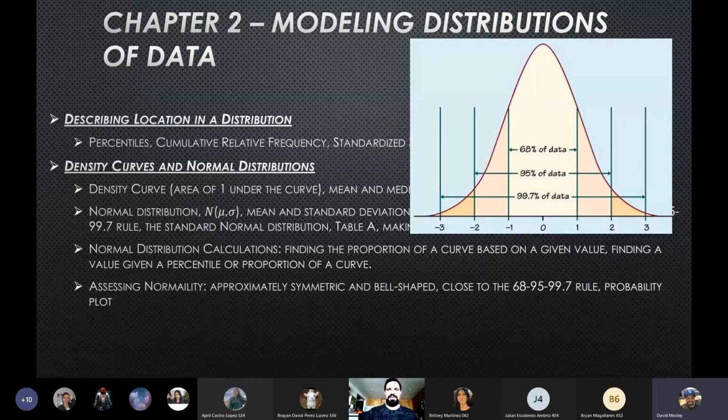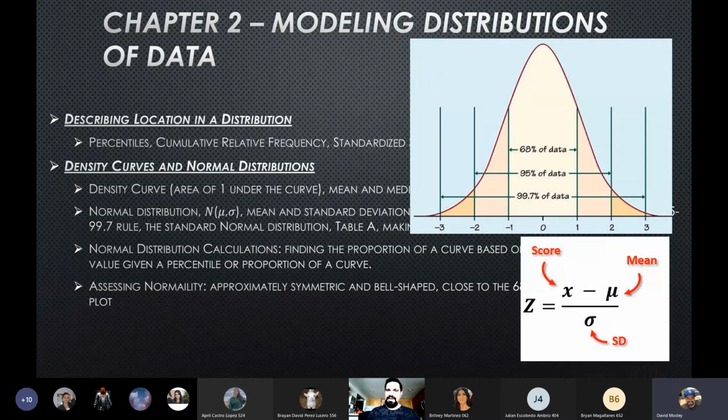All right, showing that 68% of the data is between 1 standard deviation of the mean, or in this case of 0, right? Standard deviations. All right, 95% of the data lies roughly between 2 standard deviations of the center, and 99.7% of our data is roughly between 3 standard deviations.